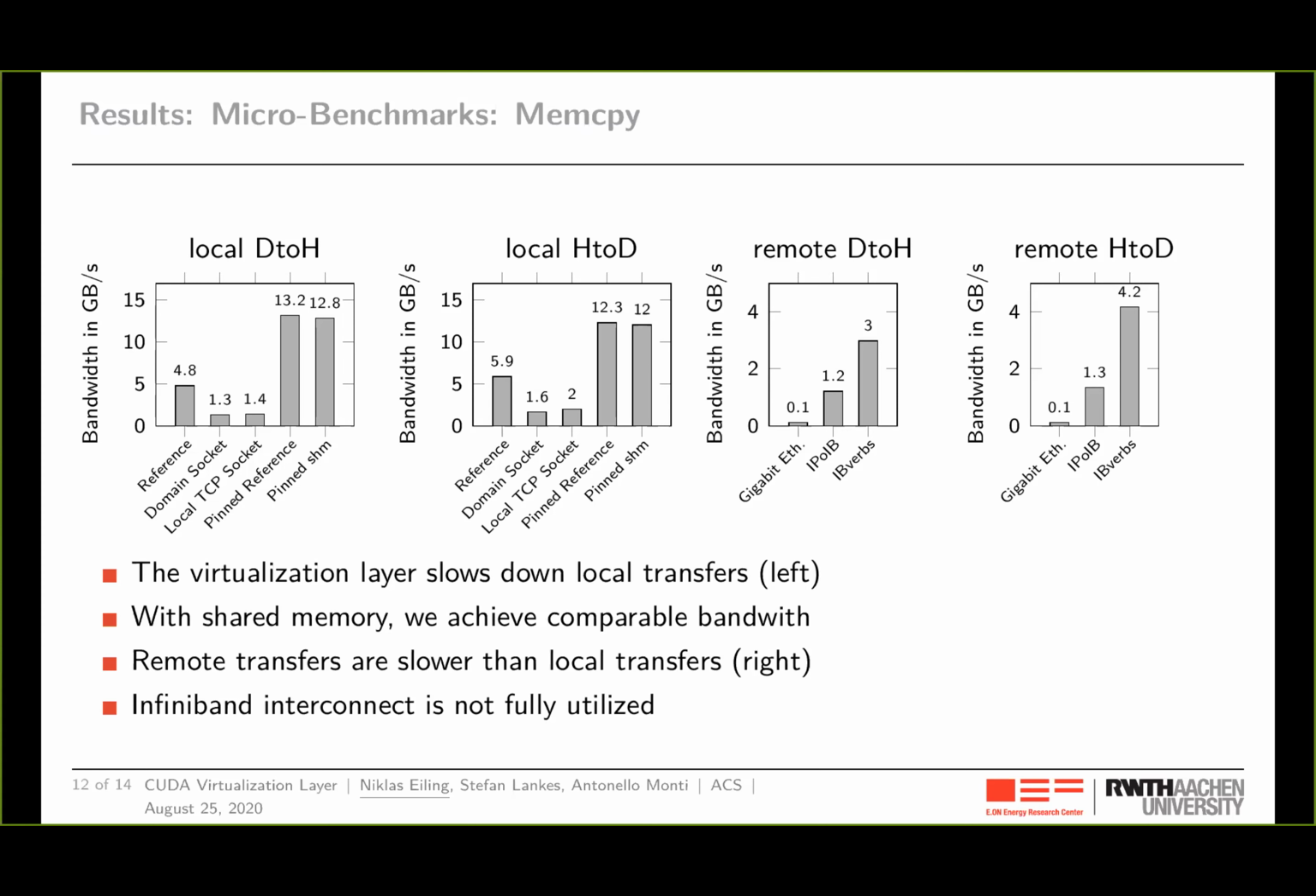For remote connections, the bandwidth when using the IP over IB connection is comparable to using a local domain or TCP socket connection. Gigabit Ethernet is here only for comparison because it's very quickly at its bandwidth limitation, and so we didn't consider it further.